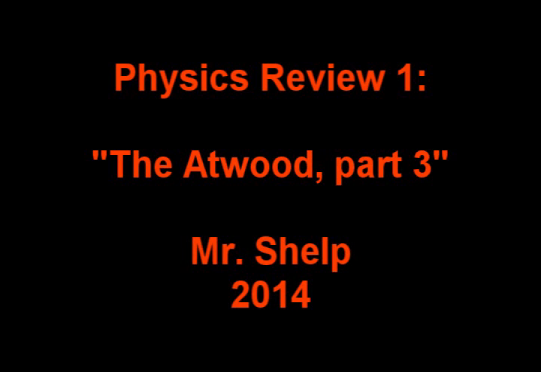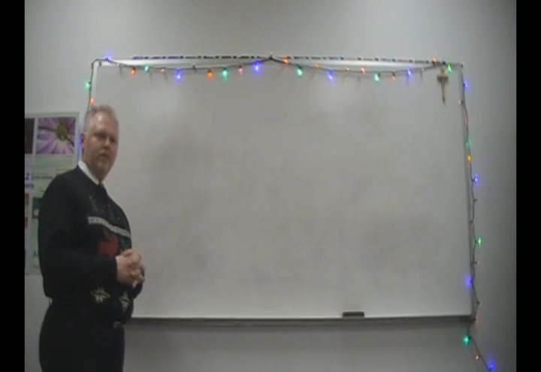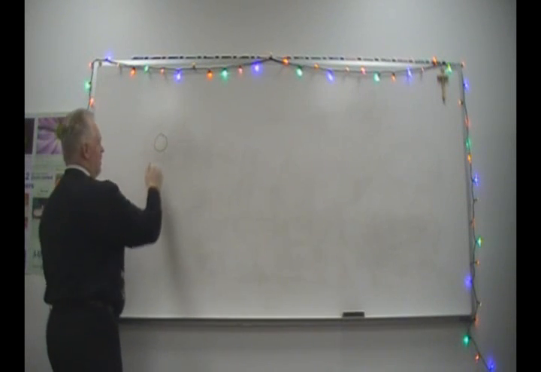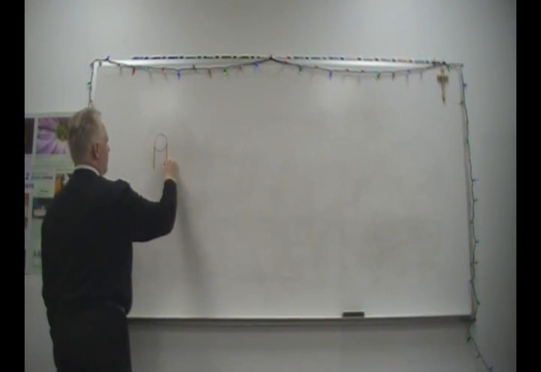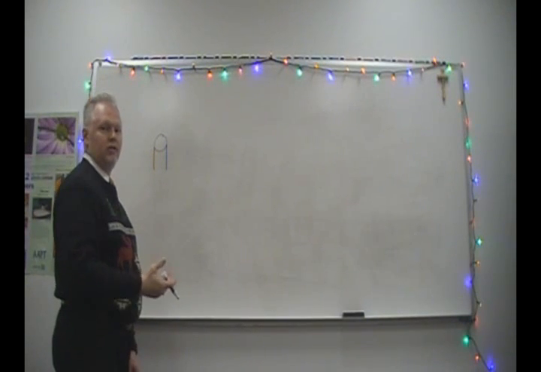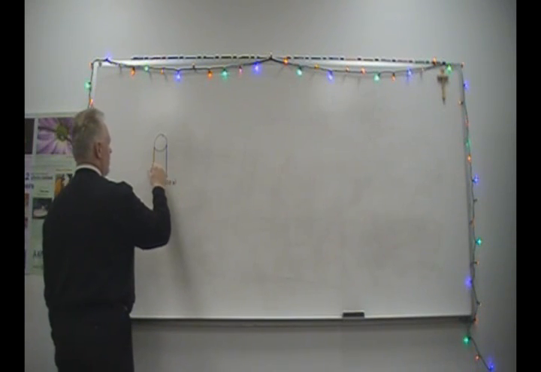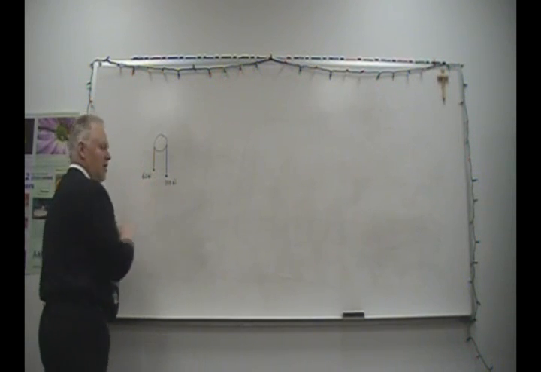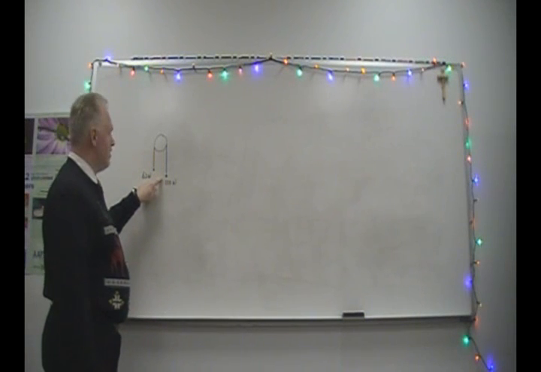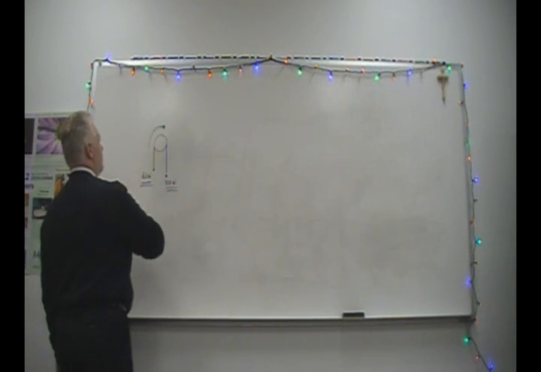Welcome back. I wanted to continue on with the Atwood machine, the Atwood device, and there was a problem we did in class that had to do with an Atwood machine where one side was 110 newtons and the other side was 63 newtons. So I'm going to make this side the 110 newtons and I'll make this side the 63 newtons. Now that's how much these particular masses weigh, mass times gravity, the acceleration of gravity. These are weights, and I want to figure out what the acceleration is.